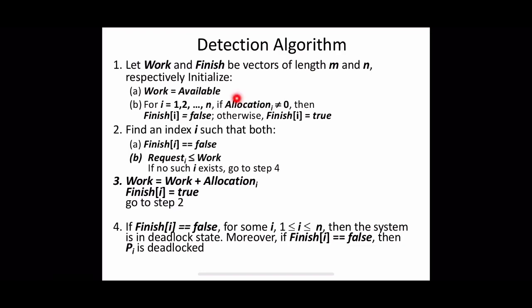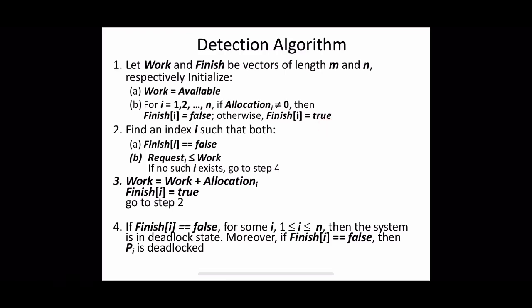So if allocation i is not equal to 0, that means some resources are already allocated to a process. That means the process is currently in running state, or it is not yet finished. In such a case, the corresponding finish i value will be assigned false. Otherwise, that is, if allocation i equals 0, that means the process is already completed and released all the resources. In such a case, the finish i value will be assigned as true.